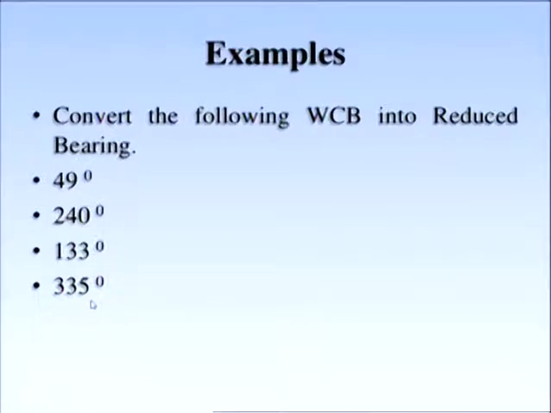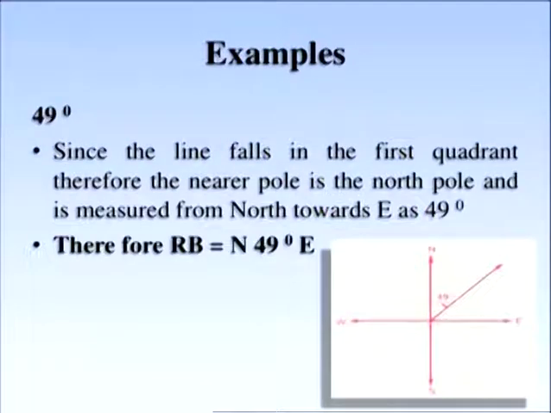For this example, we do not have to look at the quadrant, but I am simply explaining it, because this is a whole circle bearing and you do not have to look at which quadrant it is lying in. We simply have to convert whole circle bearing into reduced bearing. And how can we convert? First of all, we have to draw the figure, so that we are able to understand in which quadrant it is lying.